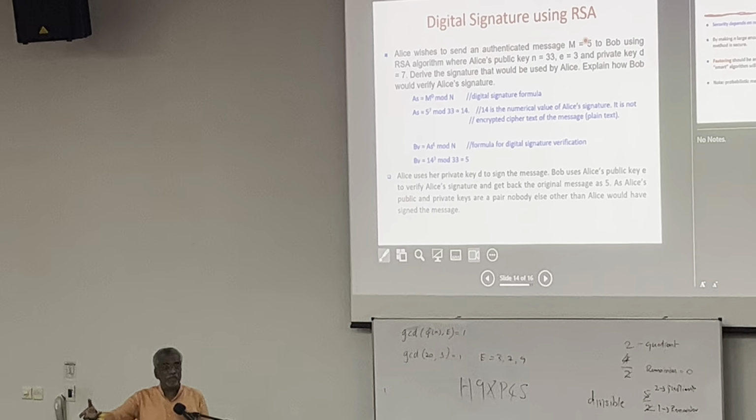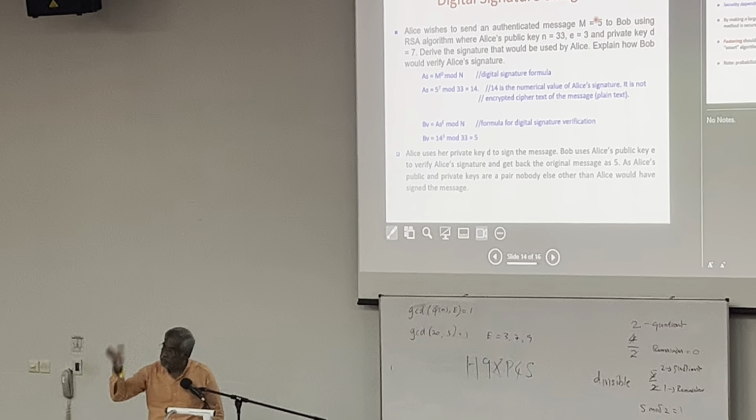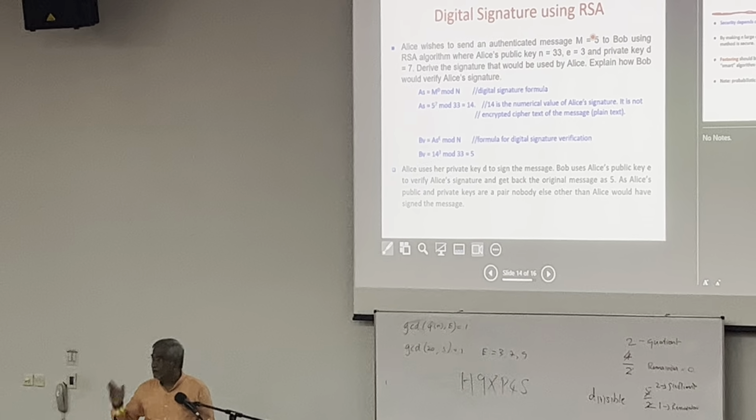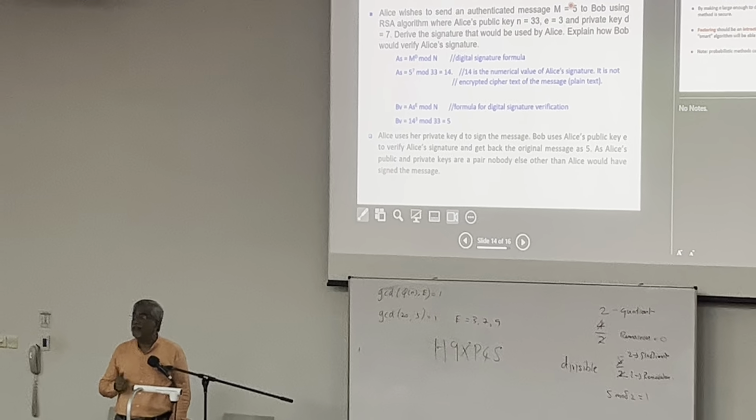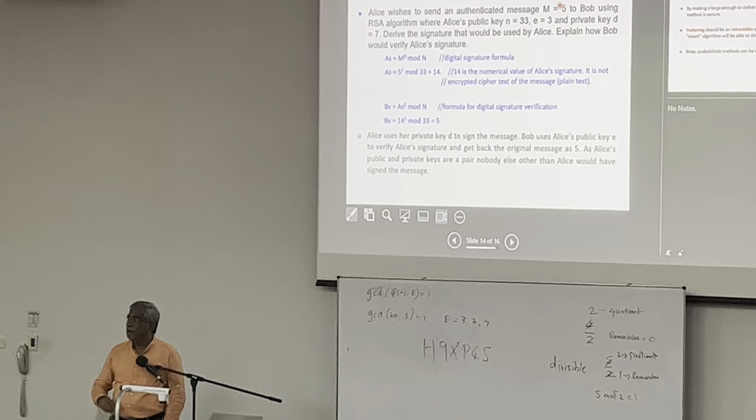So when you get back your original message, it means it must be signed by Alice and nobody else. Can you tell me why it should have been only Alice's signature and nobody else? Because it's for Alice only.